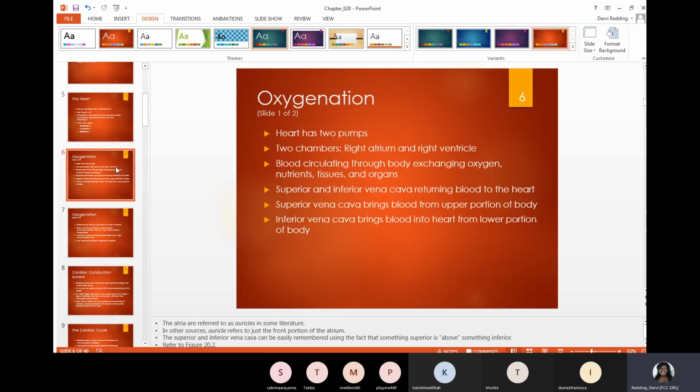In learning about the heart, we're going to next learn about oxygenation. The heart has two pumps, and it also has two chambers. In the two chambers, you have the right atrium and the right ventricle. The blood circulates through the body by exchanging oxygen, nutrients, and tissues, and then the blood circulates through the organs and the tissues.